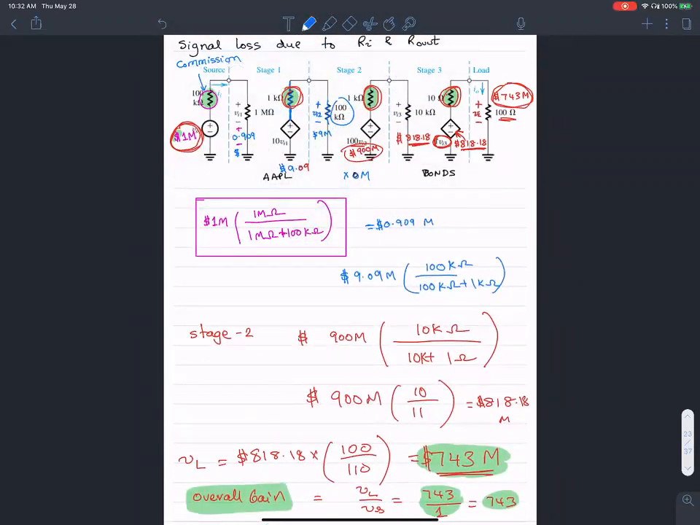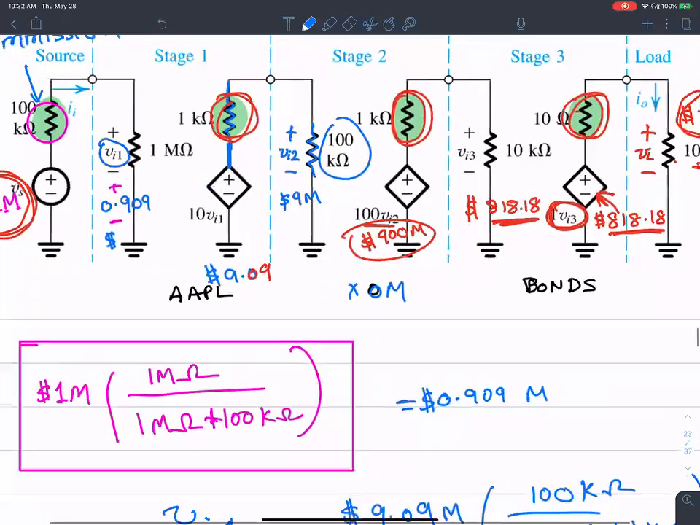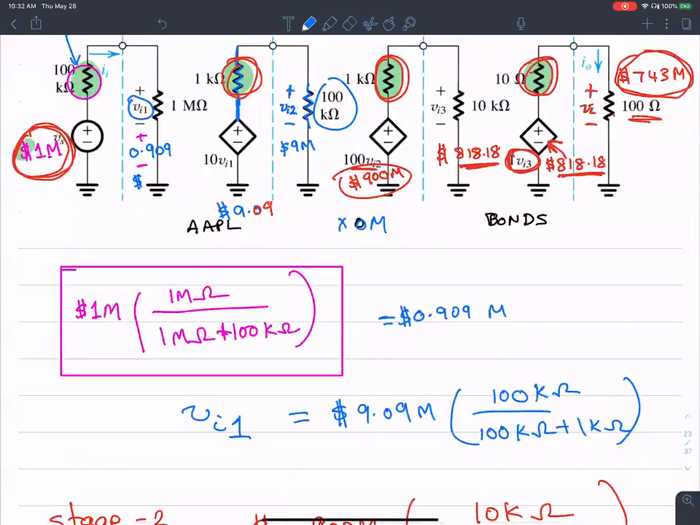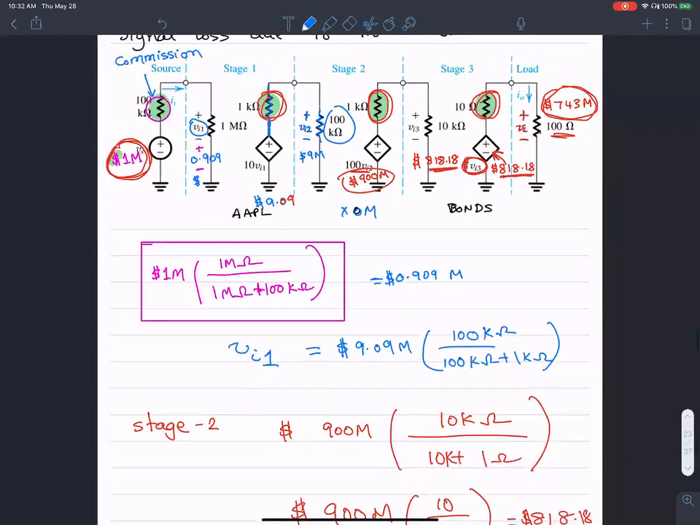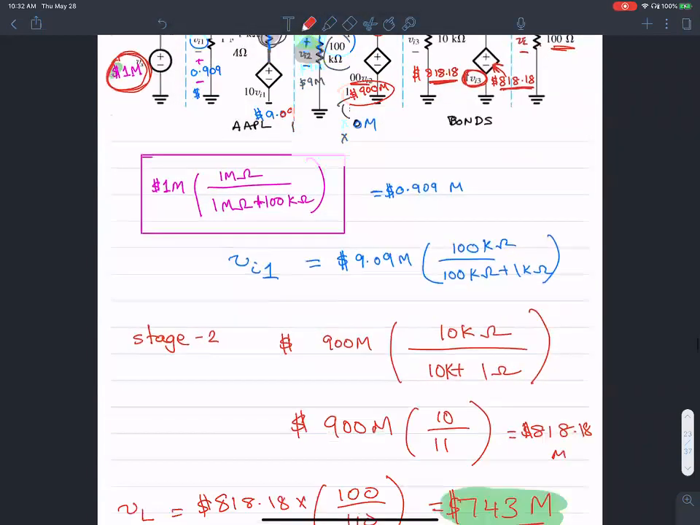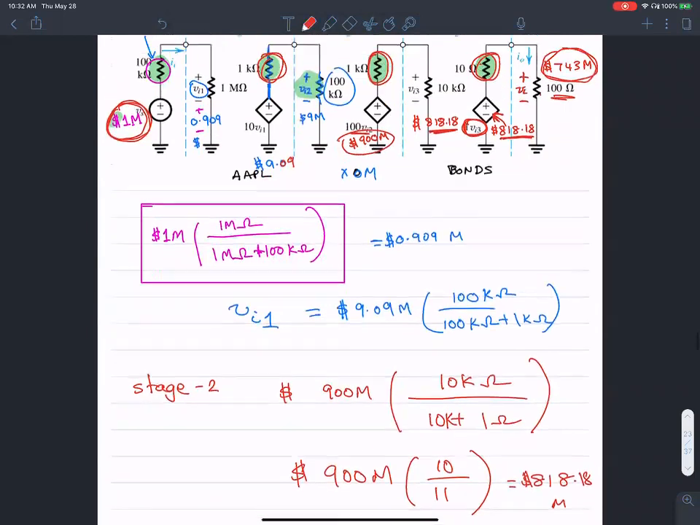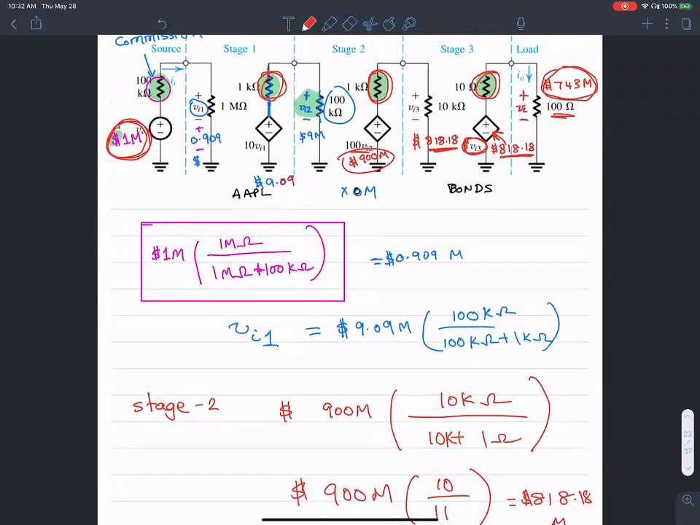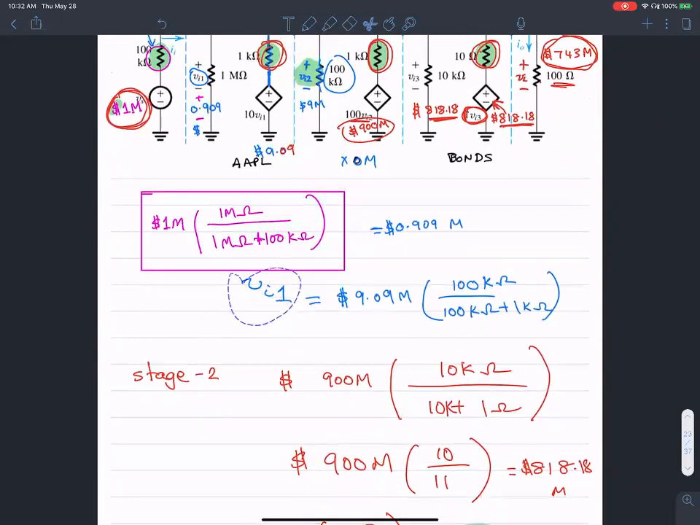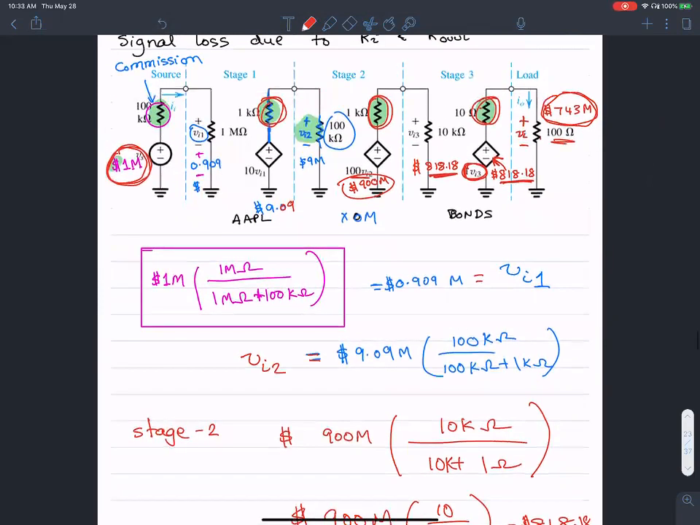Okay, so this VI1, this guy is $9.09 million. That's the idea here. And then there is VI2, which is $9 million. Let me write that over here. VI2 is $9 million. I'm sorry, this guy is VI1. Questions about that, please? And the voltage division on that is VI2, which comes out to be $9 million.